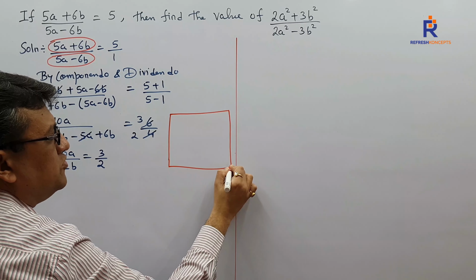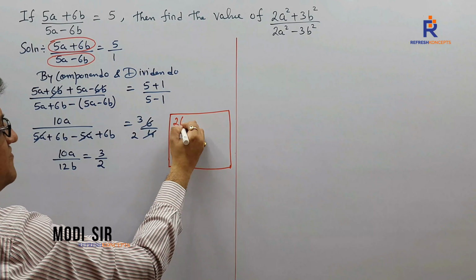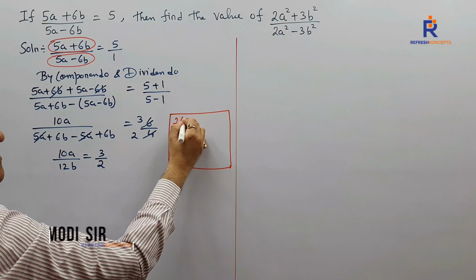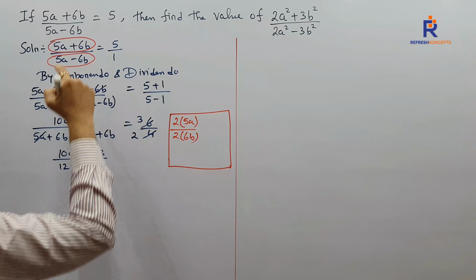So don't you do it in every single sum. Ask your school teachers if they allow, fine. Otherwise, please show all these steps. Answer is twice of the first term. So twice of the first term, the first term is 5a, upon twice of the second term, always. And the second term is nothing but 6b.